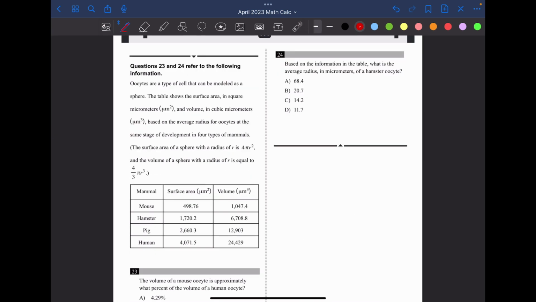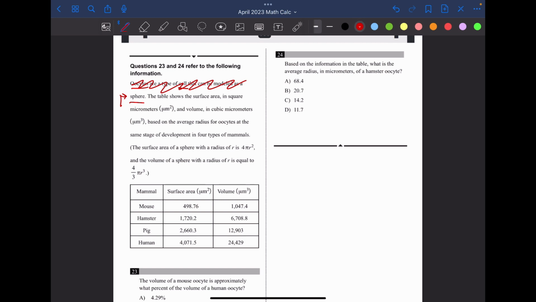Okay, question number 23 and 24 refer to the following information. We have oocytes, which is a type of cell, which can be modeled as a sphere. Okay, so first of all, when it says cell, we don't really care about this at all. All we know is that whatever thing this is, it's a sphere. That's all we care about in math terms. After that, it says the table shows the surface area over here, and then it also shows the volume over here. And the units for each is micrometers squared and micrometers cubed.